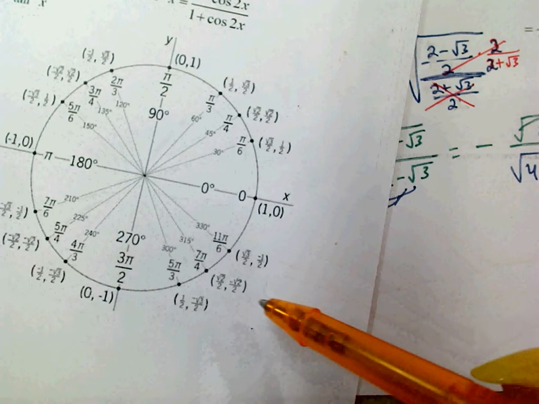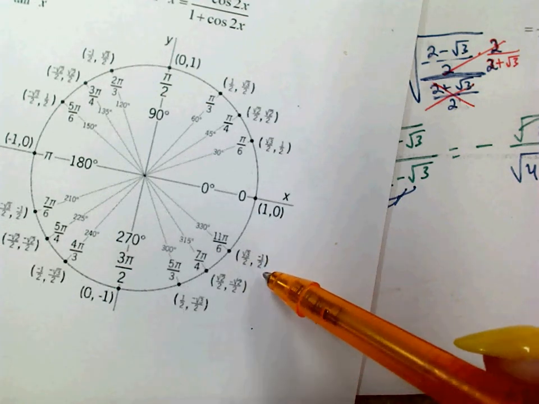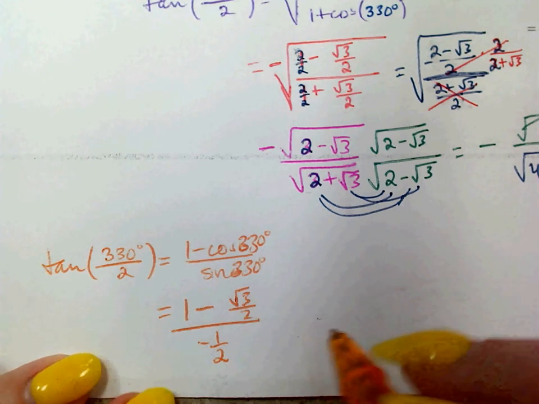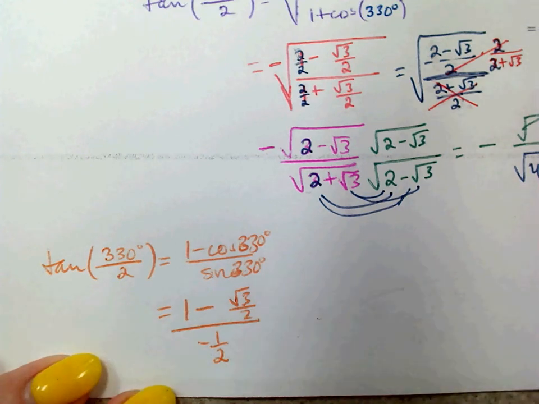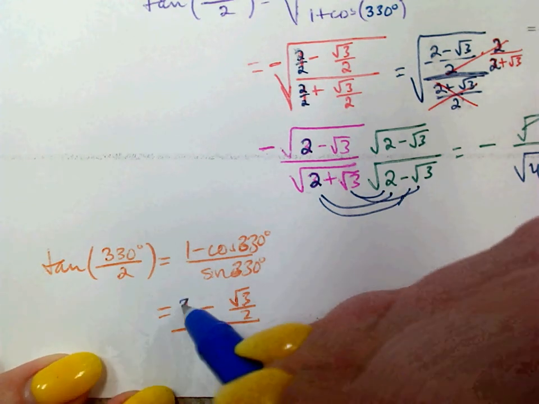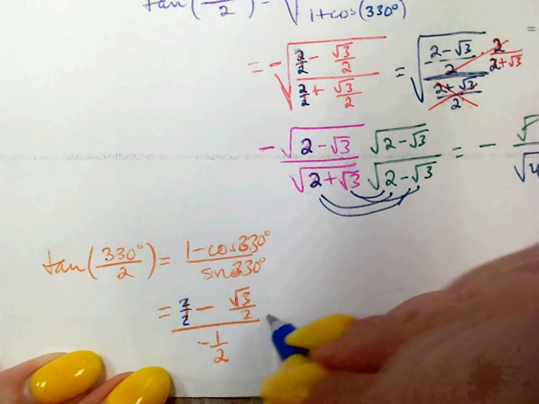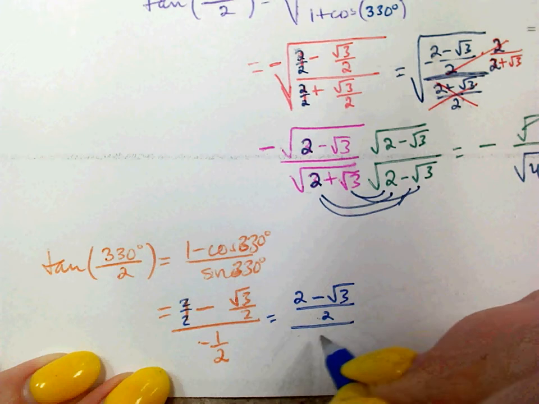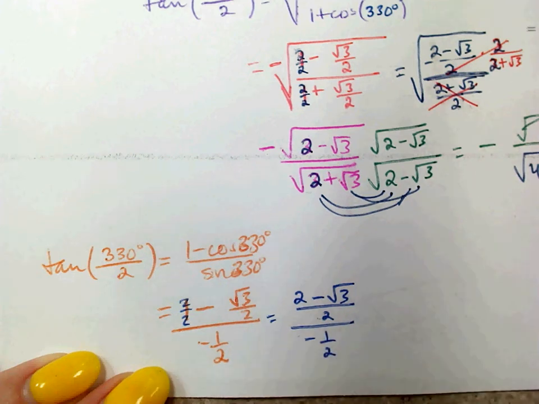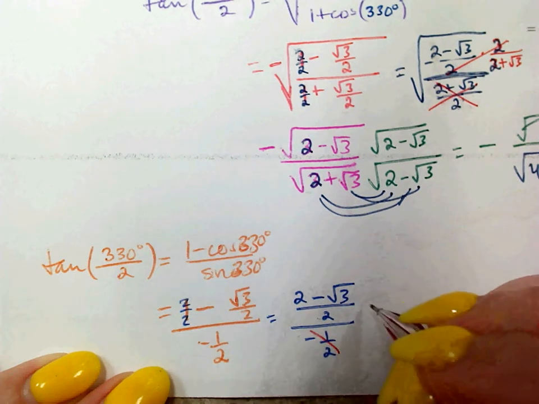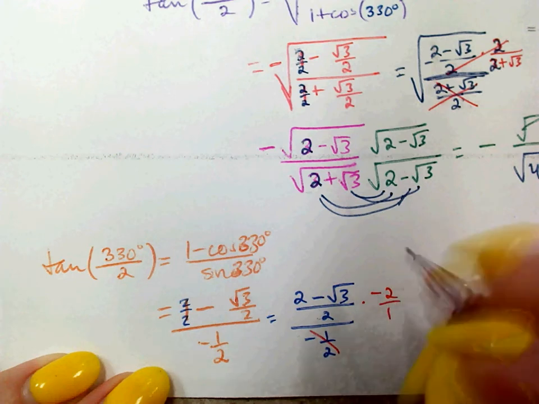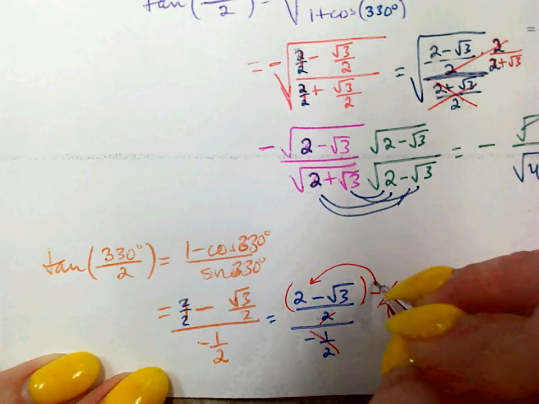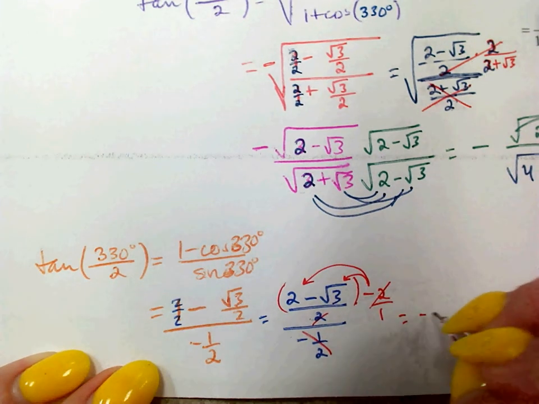Square root of 3 divided by 2 and negative 1/2. And what I'm going to do is common denominator in the numerator and denominator. So I've got 2 minus the square root of 3 all over 2, over a negative 1/2. We're going to multiply by the reciprocal, which is going to be times a negative 2 over 1. The 2s simplify out. I've got to distribute my negative. And so this becomes negative 2 plus the square root of 3. So there's that one, which I much prefer.